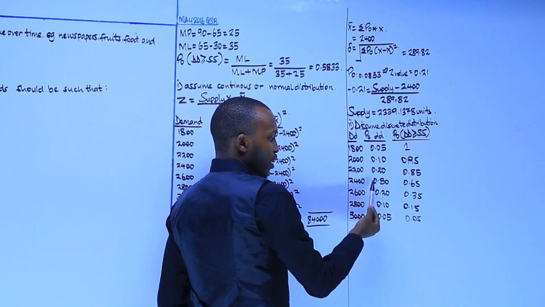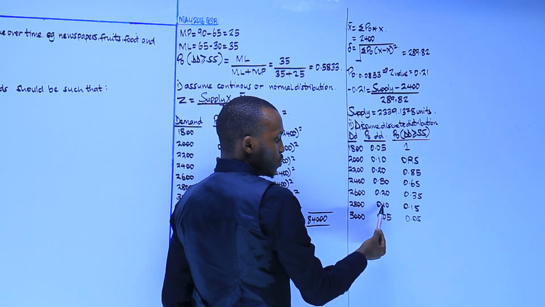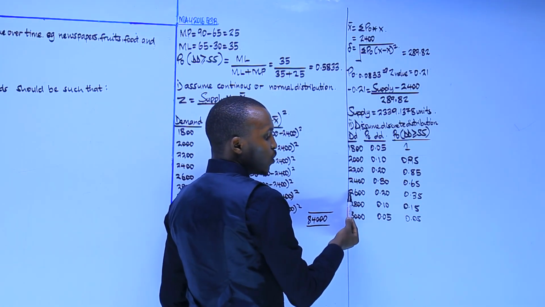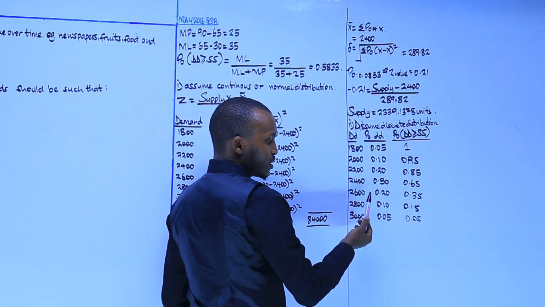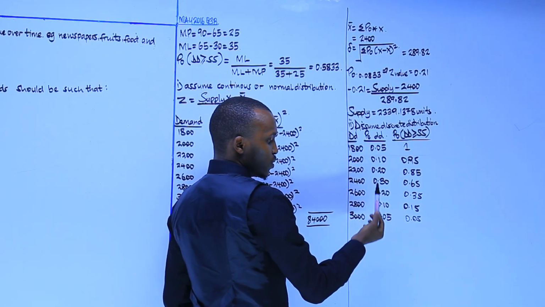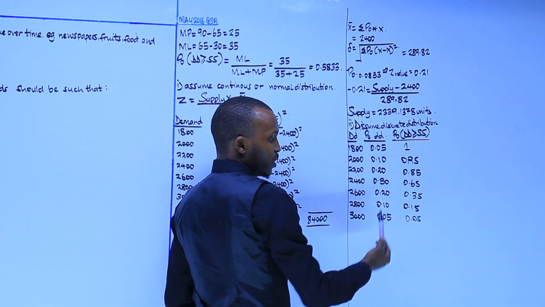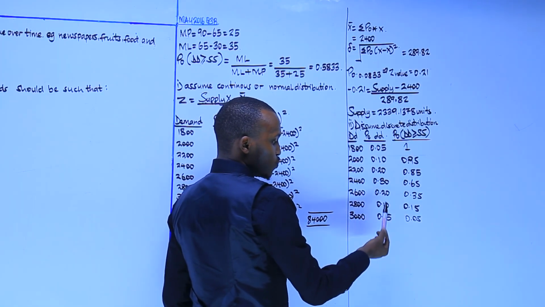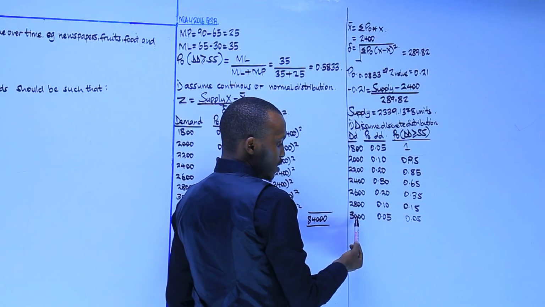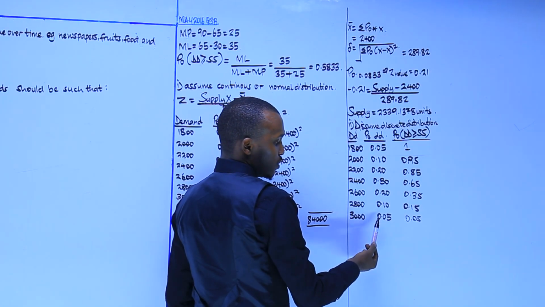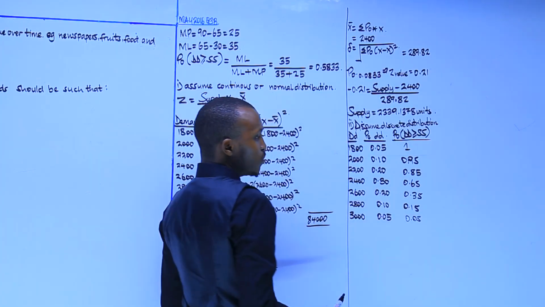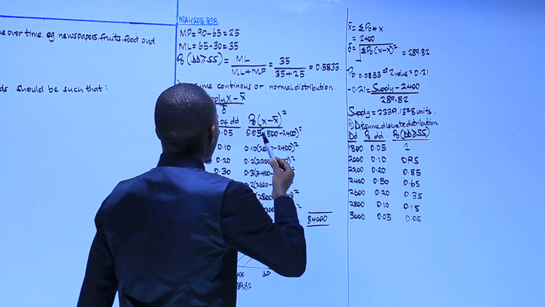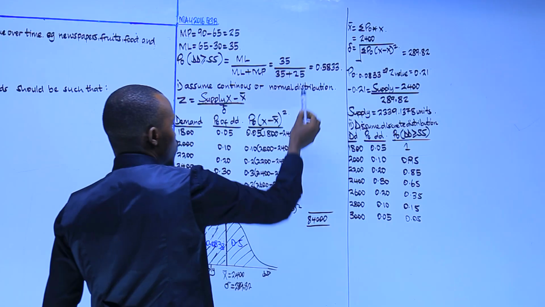2400 or equal to 2400 is 0.3 plus 0.2 plus 0.1 plus 0.05, which is 0.65. Demand of more than or equal to 2600 is 0.35. Demand of more than or equal to 2800 is 0.1 plus 0.05. Demand of more than or equal to 3000 is simply 0.05. Your probability that demand is greater than supply was 0.58.